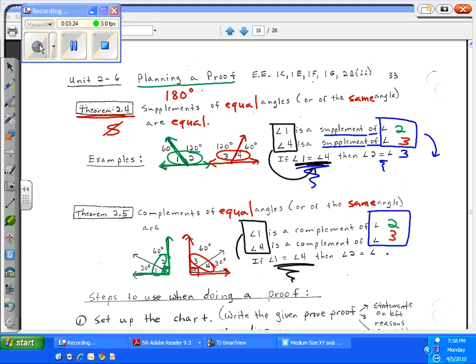Therefore, if angle 1 is equal to angle 4, then we could conclude that angle 2 is equal to angle 3, because complements of equal angles are equal. Okay? And we're going to use this in some proofs later on. Remember that everything that we turn into a rule, postulate, or theorem, we can use to prove yet other rules.